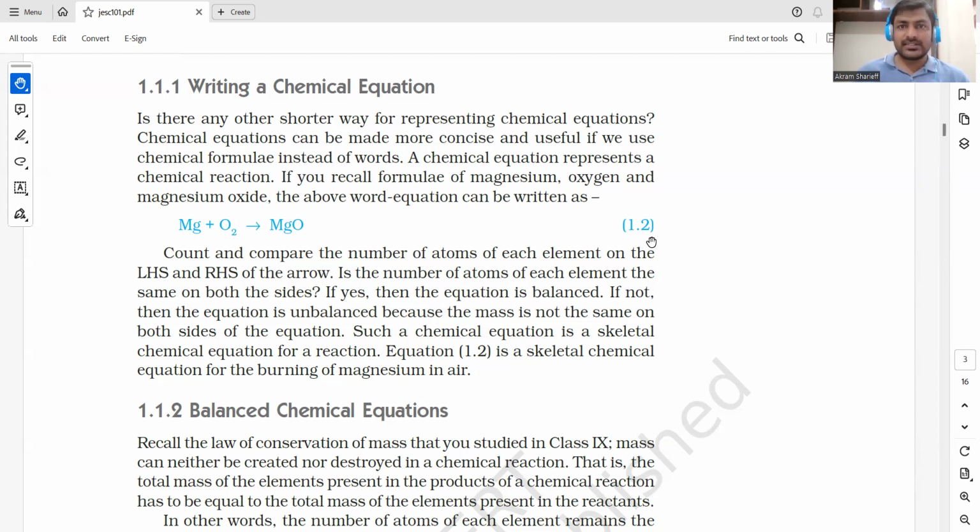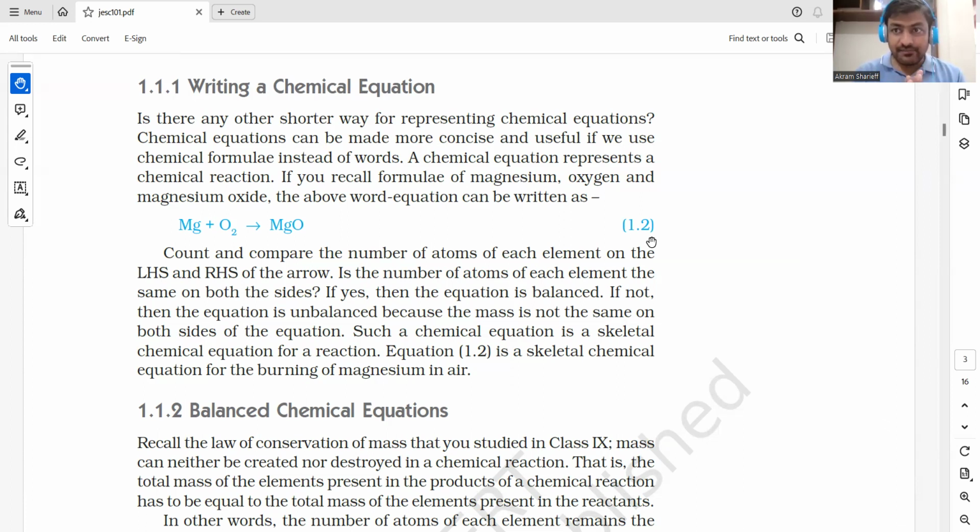So now we'll try to understand what a skeletal equation is. A skeletal equation is basically a raw equation, an unbalanced equation. If you see here, Mg plus O2 gives rise to MgO. Magnesium is balanced. There is one atom of magnesium on the LHS. There is one atom of magnesium on the RHS. Pretty much balanced. But if you come to oxygen, there are two oxygens on the left hand side, but only one oxygen on the right hand side. Then how is the law of conservation of mass valid here? It is completely a failure here.